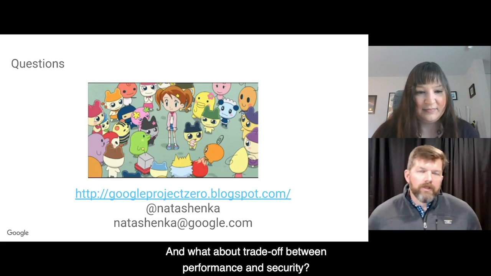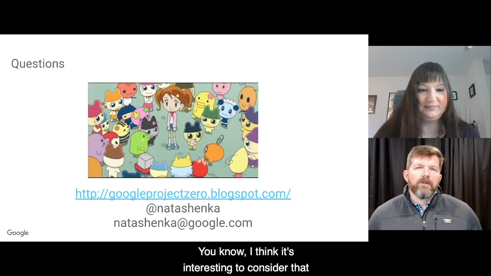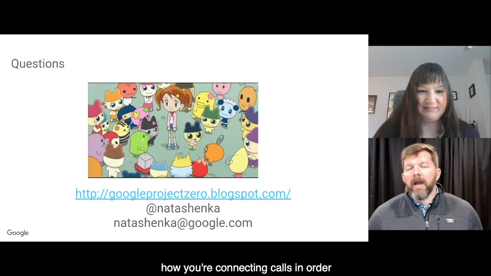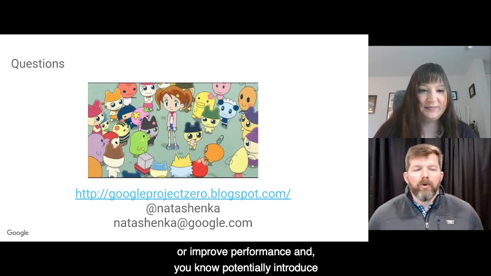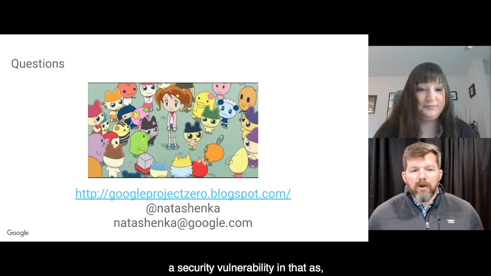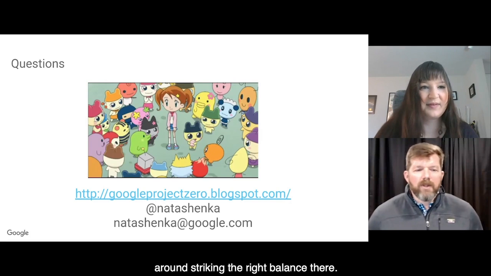And what about the trade-off between performance and security? I think it's interesting to consider that you might try and change some things about how you're connecting calls in order to reduce the connection time or improve performance, and potentially introduce a security vulnerability in that. Any best practices or anything you'd recommend around striking the right balance there?